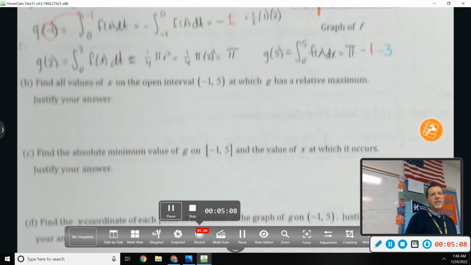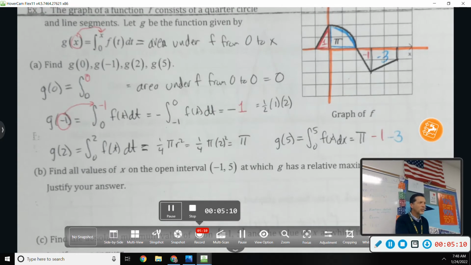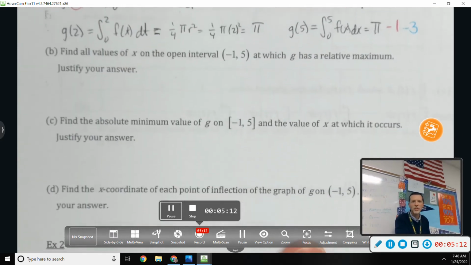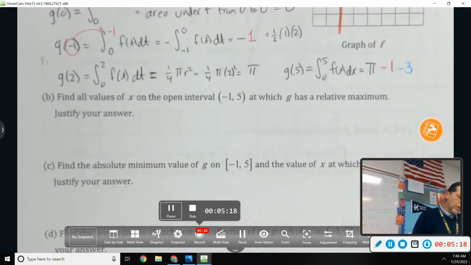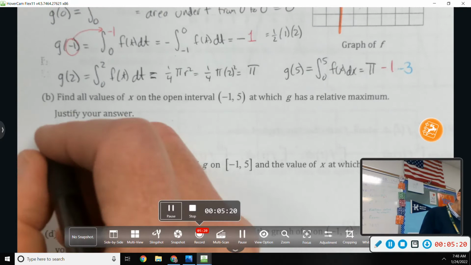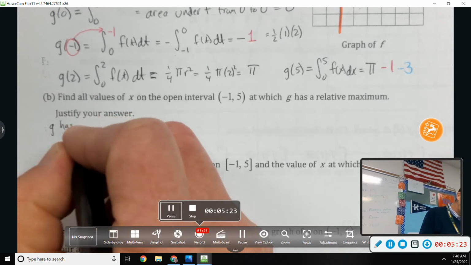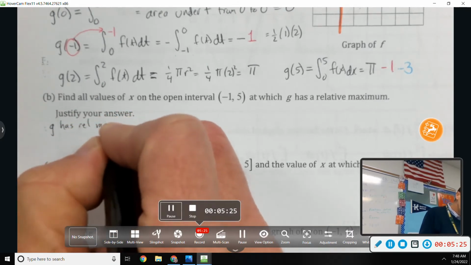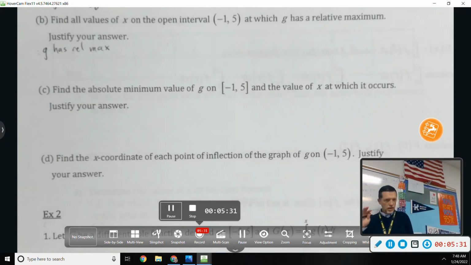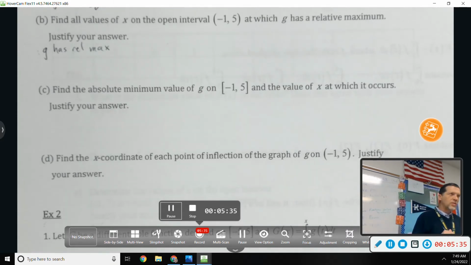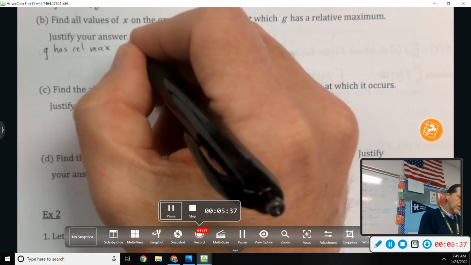All right, part B. Now, as if that wasn't interesting enough, we're going to put a little bit of a twist on this. Find all values of x on the open interval negative 1 to 5 at which g has a relative maximum. I feel like you're putting too many things together right now. We haven't done this in a while. So forget the specifics of this problem. Where does g have a relative max?